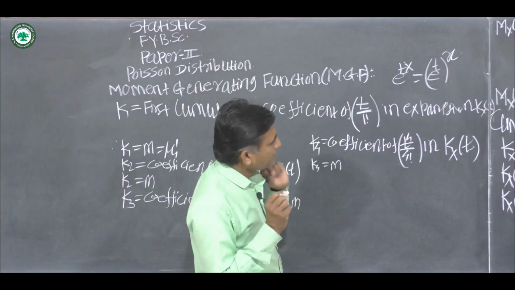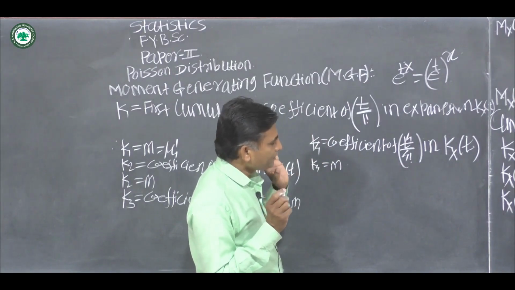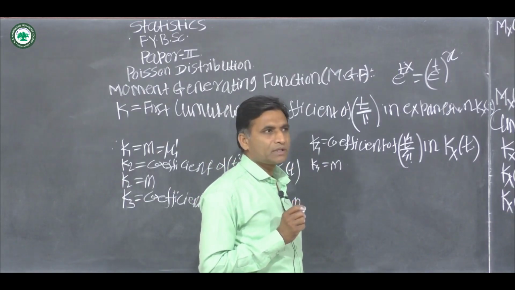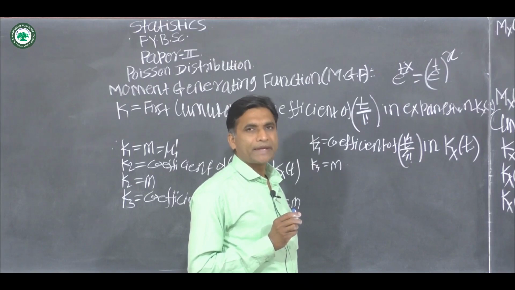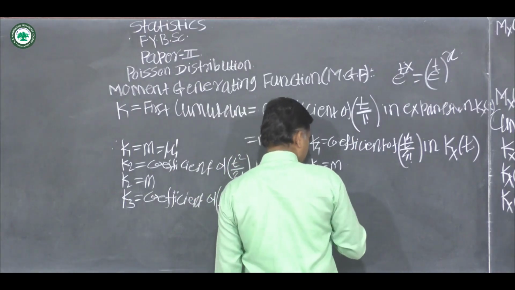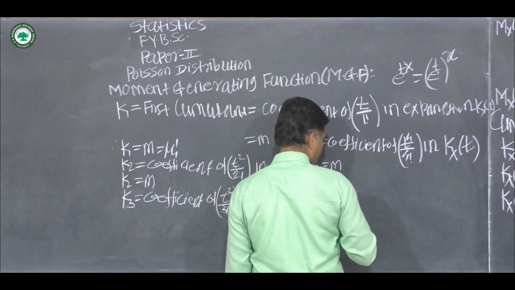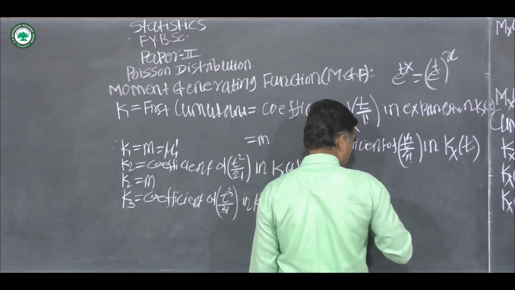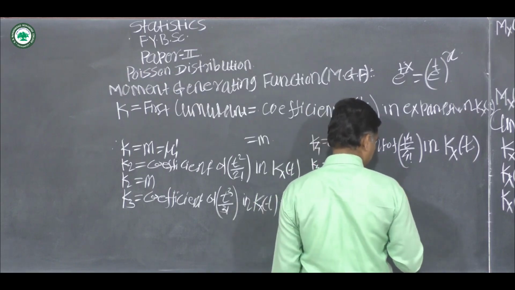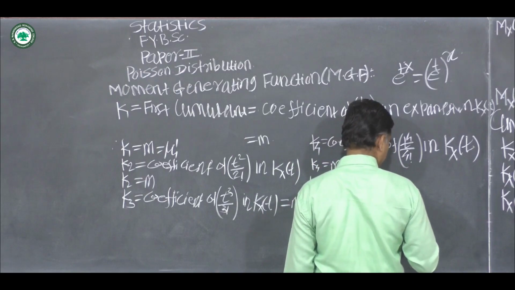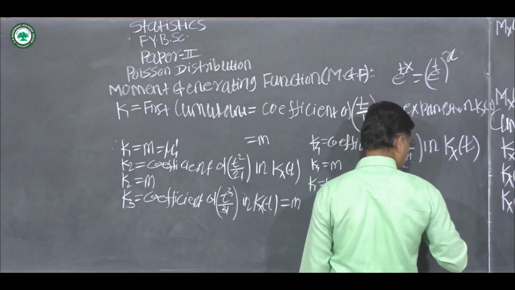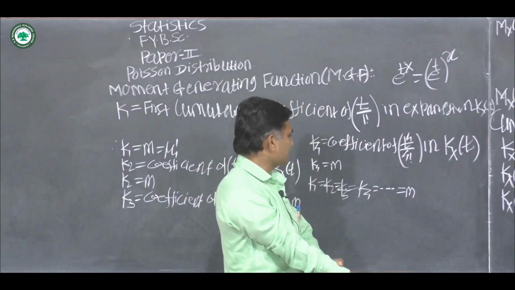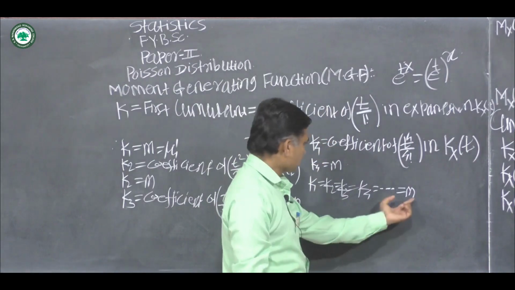Then we can now conclude that all the cumulants of the Poisson distribution are equal to m, that is K1 is equal to K2 is equal to K3 is equal to K4 is equal to and so on, equal to m. All the cumulants of the Poisson distribution are the same and equal to m.